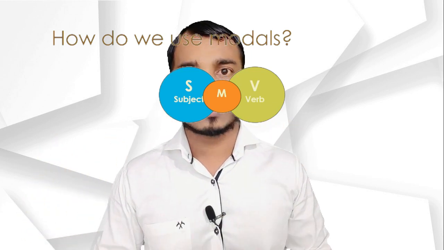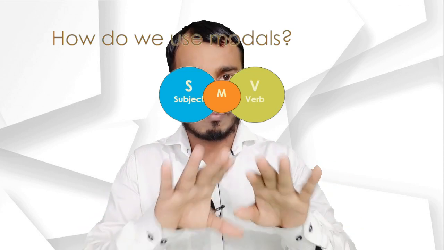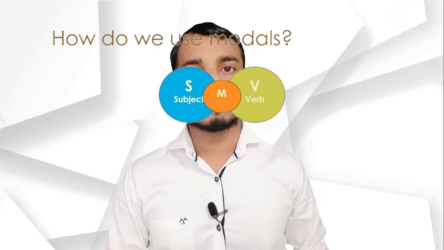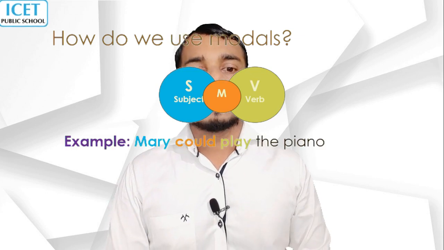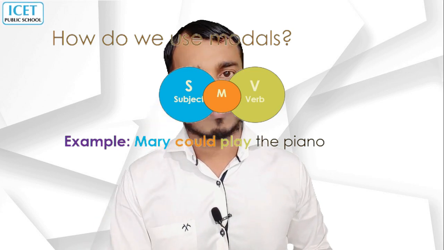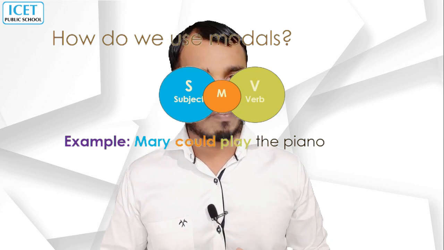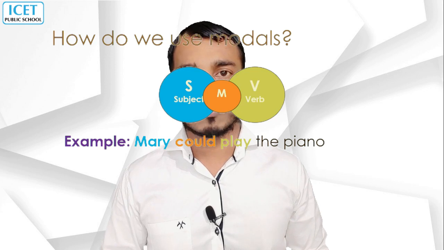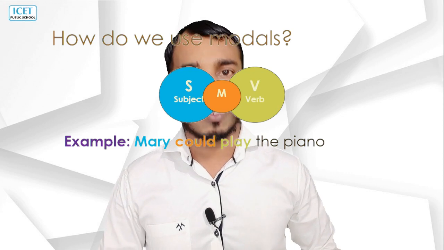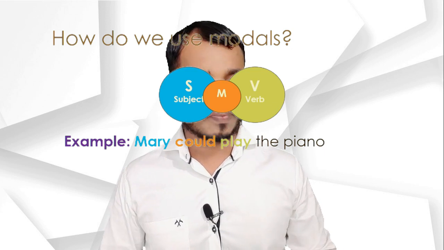This is the basic format of using modals. When we are making questions and so on, it will be different, but this is the basic model of how a modal verb can be used in a sentence. Example: Mary could play the piano. In this we know that the subject is Mary, could is the modal verb, play is the verb, and the piano is an object. Mary could play the piano is an example of a sentence with a modal auxiliary verb.